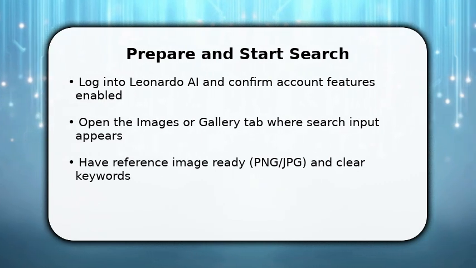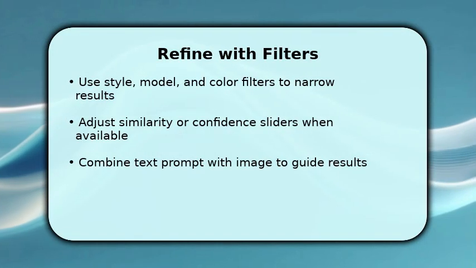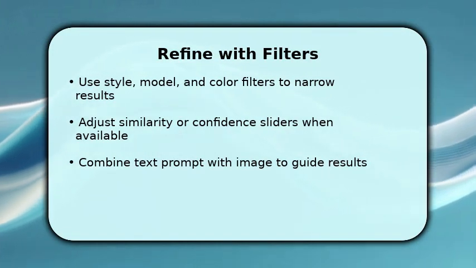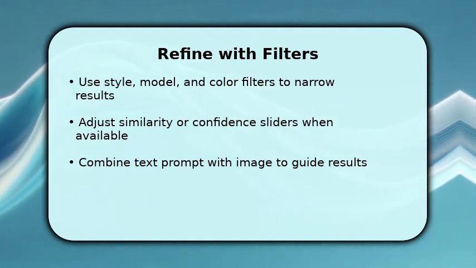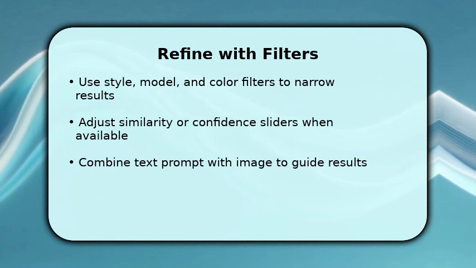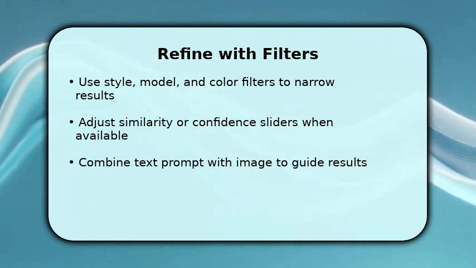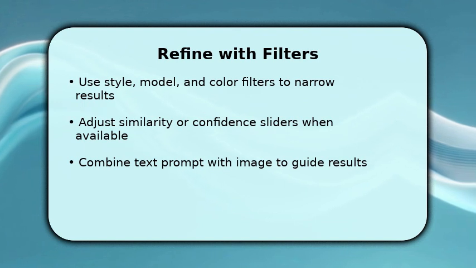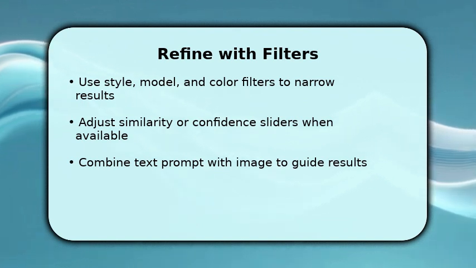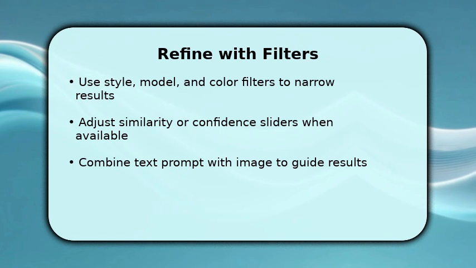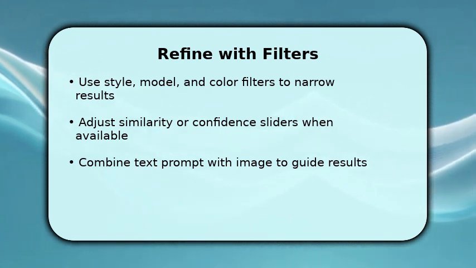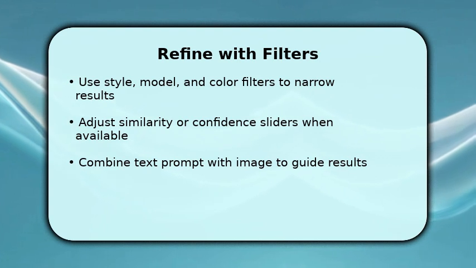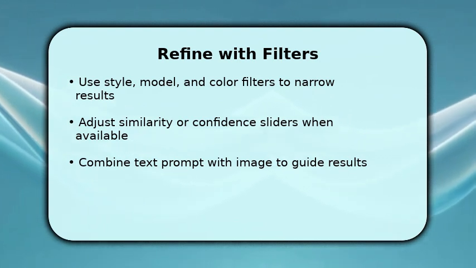Once your image is indexed, refine results by applying filters. Select model versions, style tags, and dominant colors to cut noise. You should pair the image with a concise text prompt to bias the search. Describe key elements like composition, era, and lighting. If Leonardo offers similarity or confidence sliders, move them to prioritize closer matches. Make small adjustments and rerun the search until hits look relevant. This iterative approach reduces false hits.